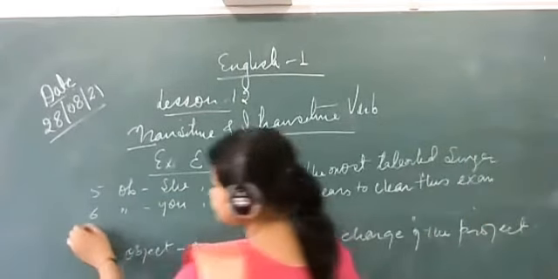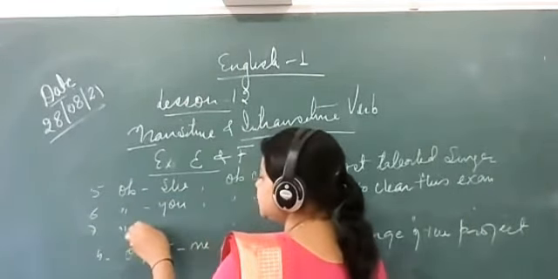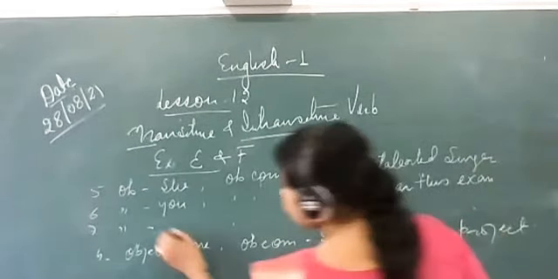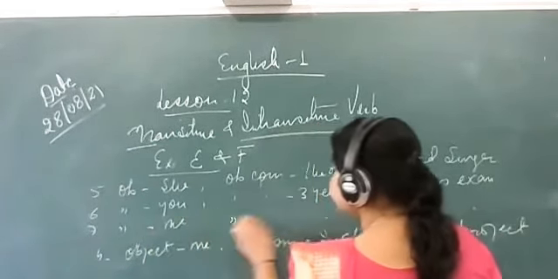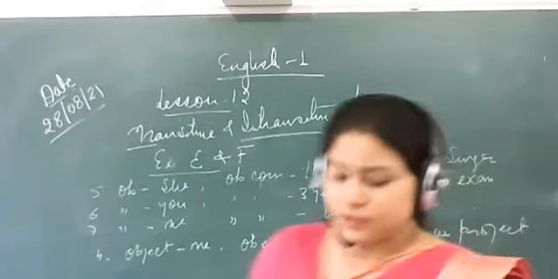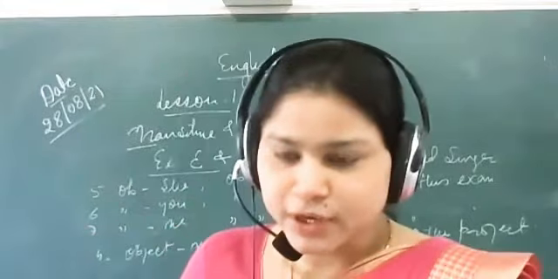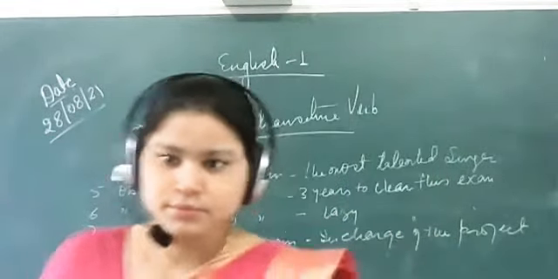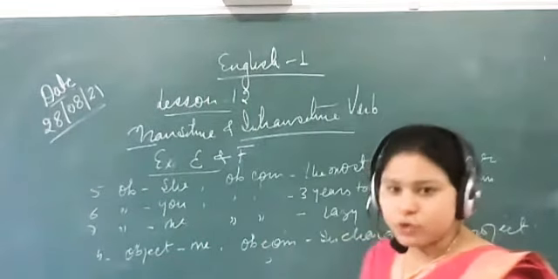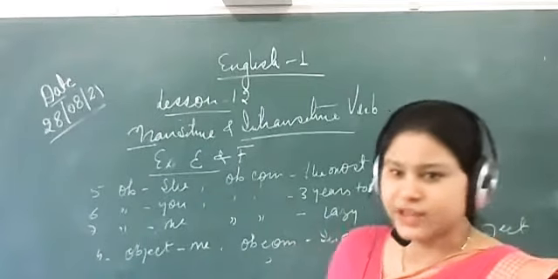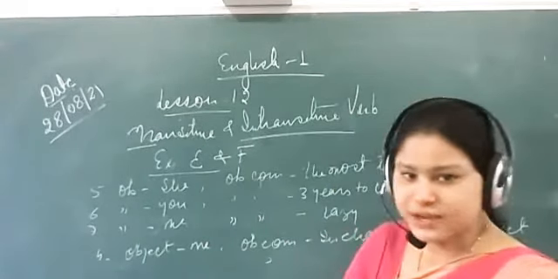Now 7. Object is me, and objective complement is lazy. Please raise your hand and make sure that you all are writing this exercise in your book. Those who have an old book will erase the things and then write, because I found that a number of students have an old book. You are not supposed to have the same.